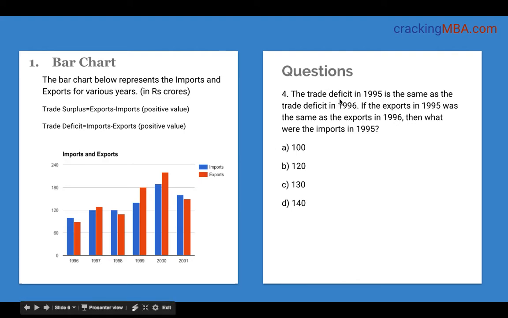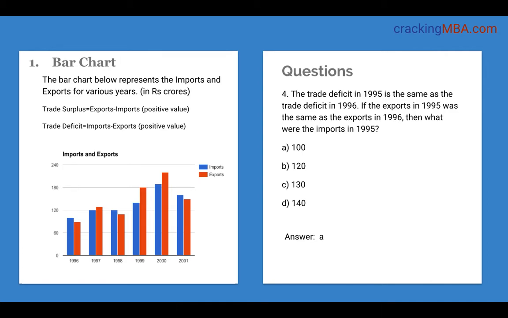For example, he's saying the trade deficit is the same as in 96 and the exports are also the same, which means that the imports also will be the same as 96, because the import is nothing but the difference between the two. If the exports are the same and the trade deficits are the same, then the imports are automatically the same. So all we need to see is what were the imports in 96, and we observe that it is somewhere between 60 to 120. So from all the options we can notice that the only option which can be the correct answer is 100, and we can mark that answer.